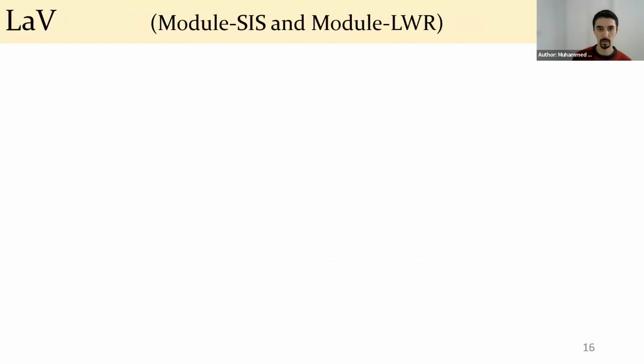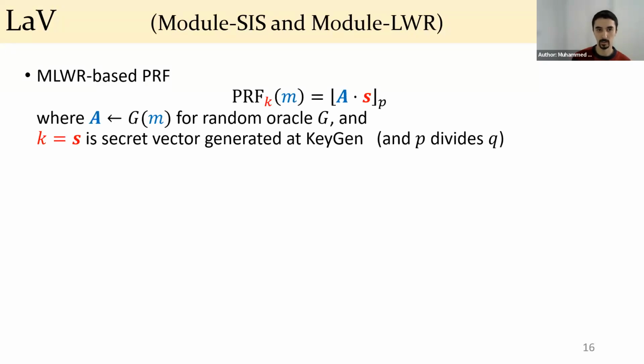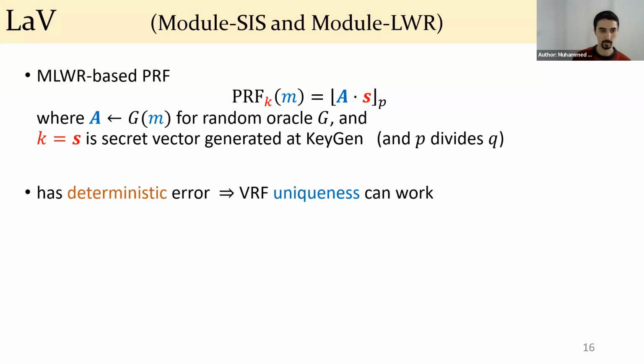If you look at how LoVe is constructed, this is module learning with rounding, a very standard PRF construction. You have a message M, you use a random oracle to turn this into a random matrix A, you compute A times S, and then you do rounding as before. S is your secret key generated at keygen, and here we are assuming that P divides Q. In this setting, we are generating deterministic error, which means that the uniqueness property of the VRF can work, because if we had multiple ways to generate the error, then we would break uniqueness.